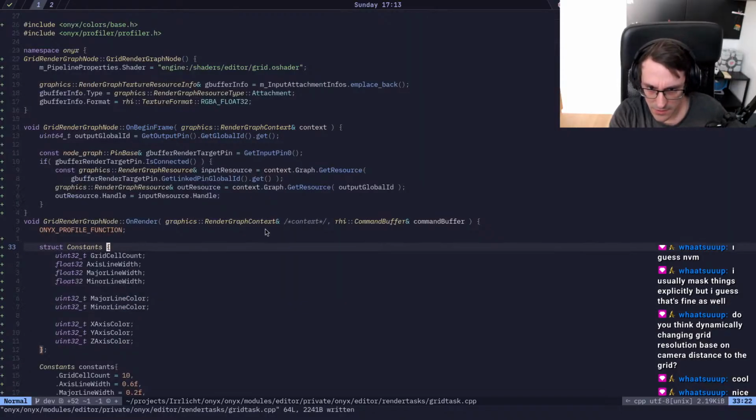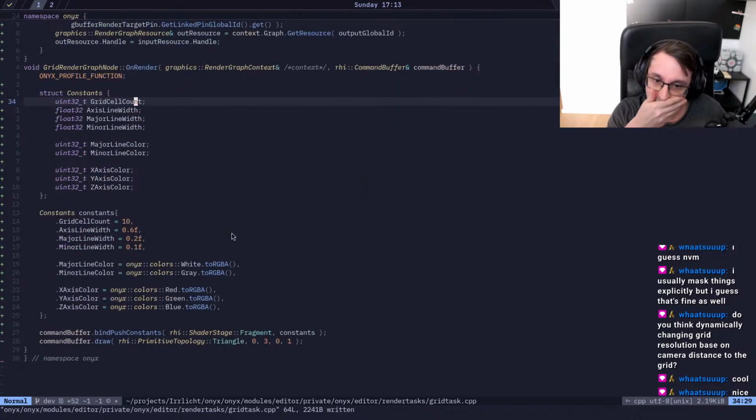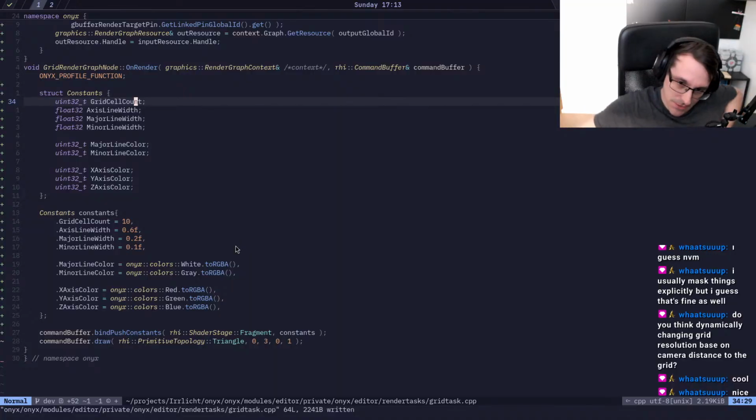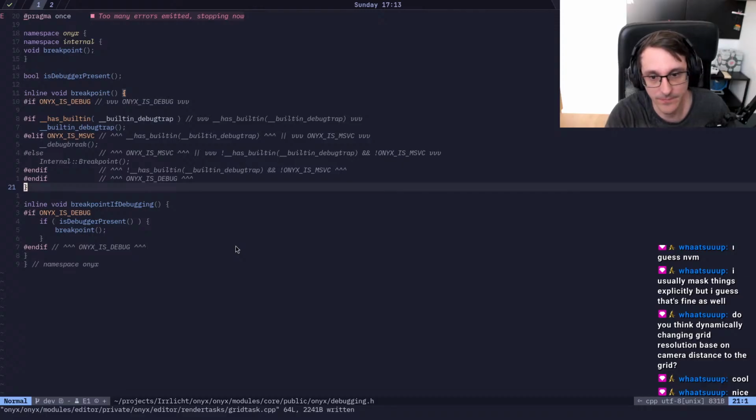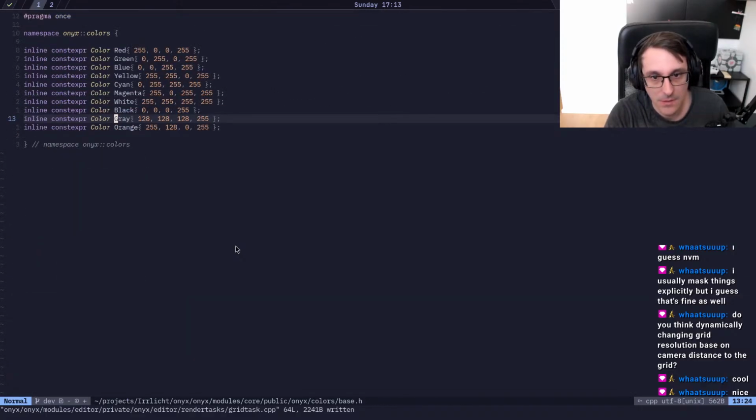So let's do another thing. Do we do it here? No, probably... I think it should be in the shader, probably. Do I have a better color as well? I think I want to have different shades of gray.